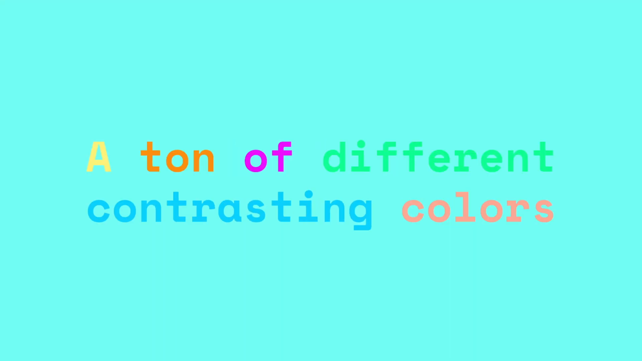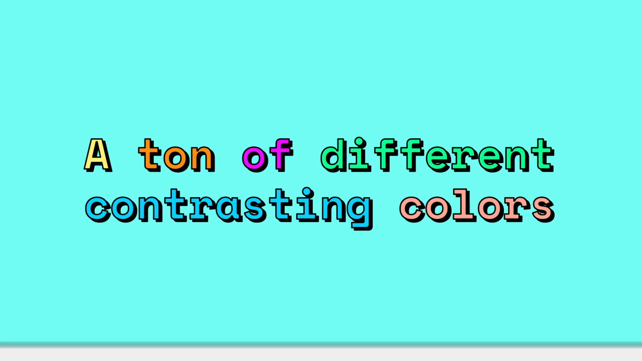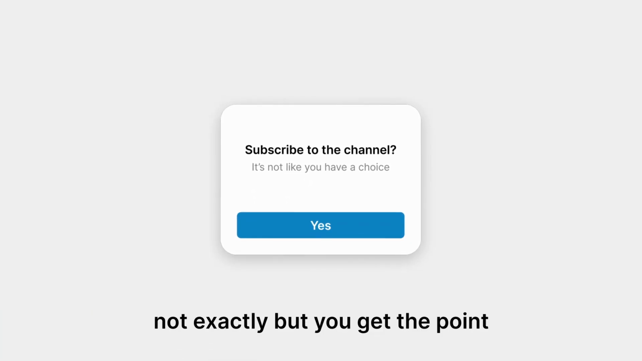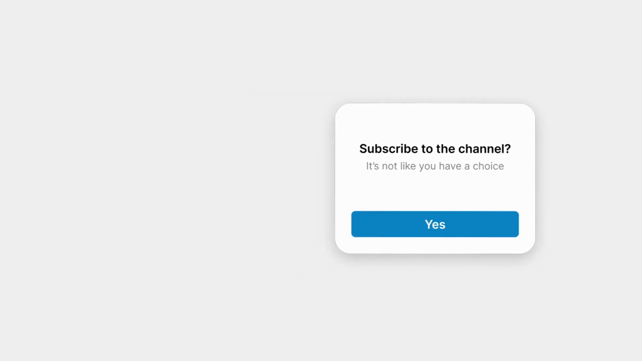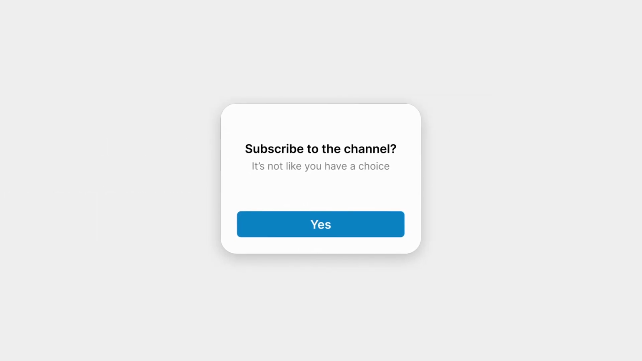It's about using a ton of different contrasting colors all at once, thick borders around everything, and very obvious shadows to represent depth. This is how a basic card looks in most of the normal aesthetics you're used to seeing every day. Notice how the shadow is very subtle and nothing is really screaming for your attention besides the button. But if we apply some of the Neubrutalist ideas I presented before to this card, here's the result.